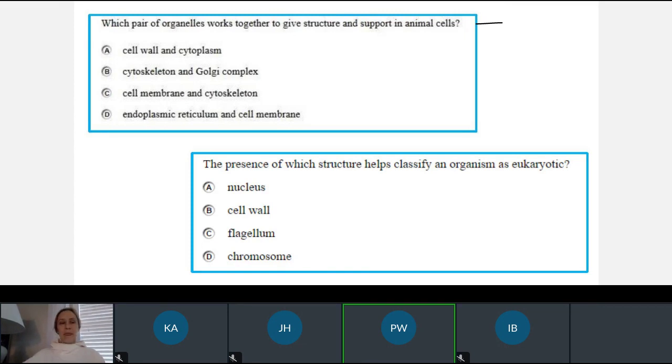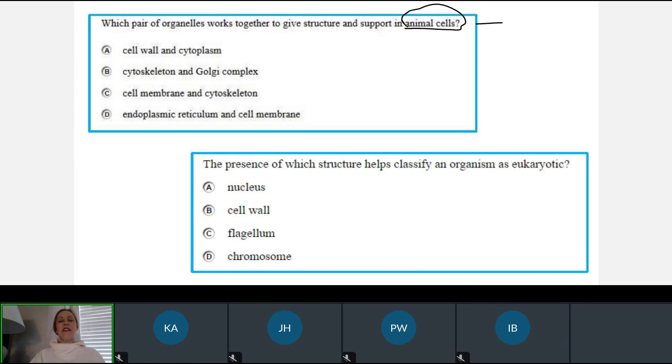All right. Anyways, which pair of organelles work together to give structure and support in animal cells? Keyword: animal cells. A. Cell wall and cytoplasm. B. Cytoskeleton and the Golgi complex. Did I say B? Cytoskeleton and Golgi complex? Oh, I thought I said C. C. Cell membrane and cytoskeleton, or D. Endoplasmic reticulum and the cell membrane.